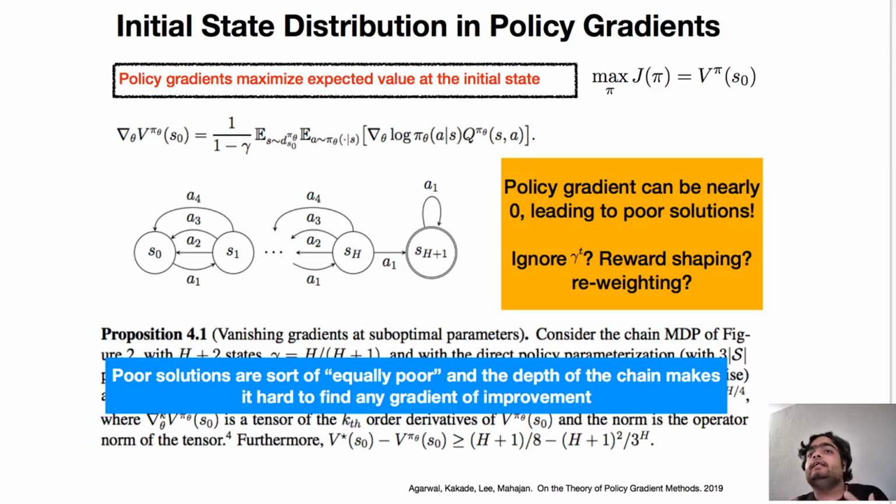And a lot of this is really related to the initial state distribution, because imagine if your initial state distribution even included SH plus 1. So let's say it was a uniform distribution, 1 over H plus 1 or 1 over H plus 2, over all the possible states.